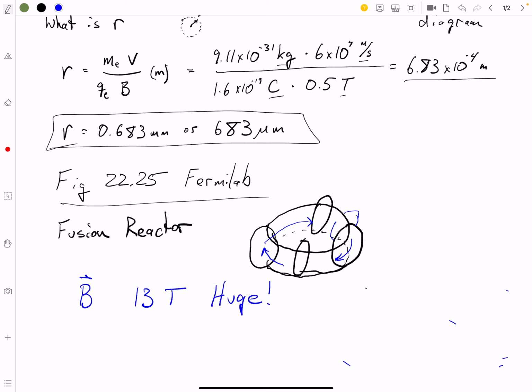Most of the time we're going to be dealing with 10 to the minus 5 Teslas, or 10 to the minus 3 to 10 to the minus 5, maybe 10 to the minus 8 Teslas. So that's kind of the range in which we'll be working. 13 Teslas, wow, that's huge.